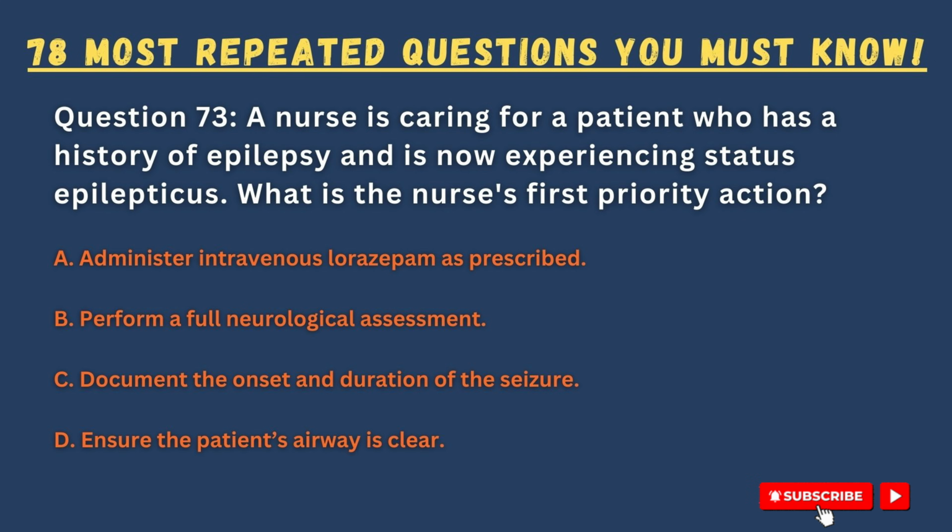A. Administer intravenous lorazepam as prescribed. B. Perform a full neurological assessment. C. Document the onset and duration of the seizure. D. Ensure the patient's airway is clear.